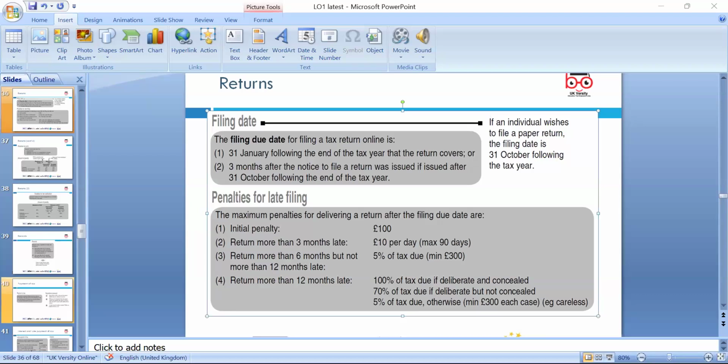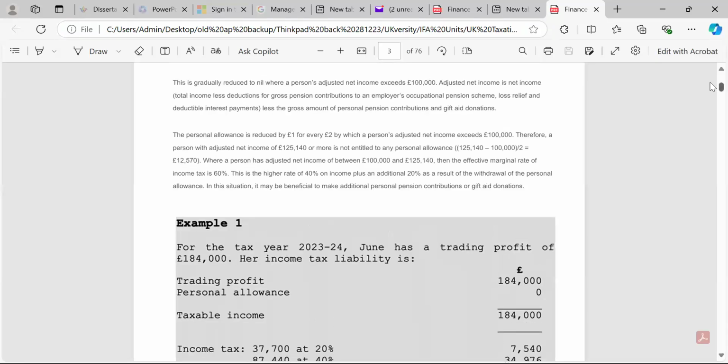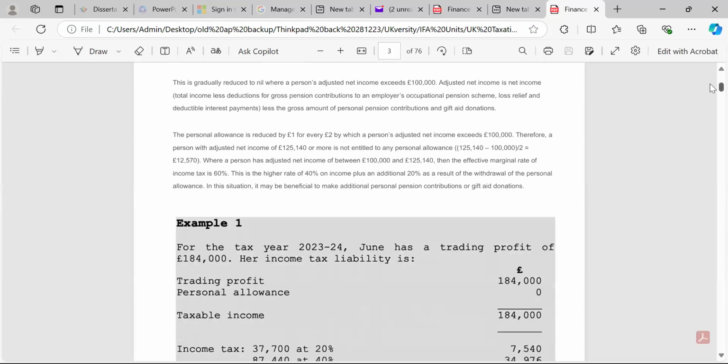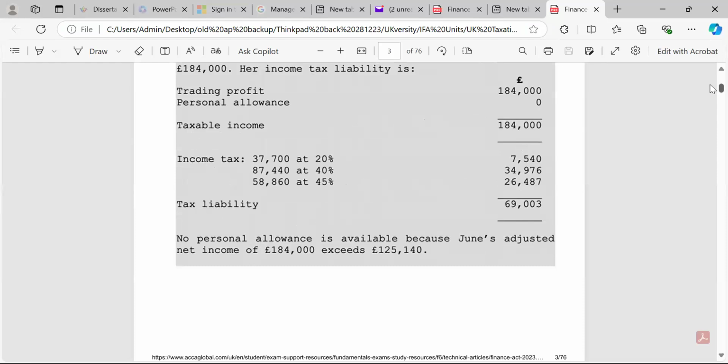Okay. So guys, we can look here. The personal allowance for this year is 12,570. So if we are doing trading profit, let's say we have a trading profit as self-employed of 184,000. Anything over 125,000, the personal allowance will be zero. The taxable income is 184,000. And then of course the first 37,700 will be 20% tax.